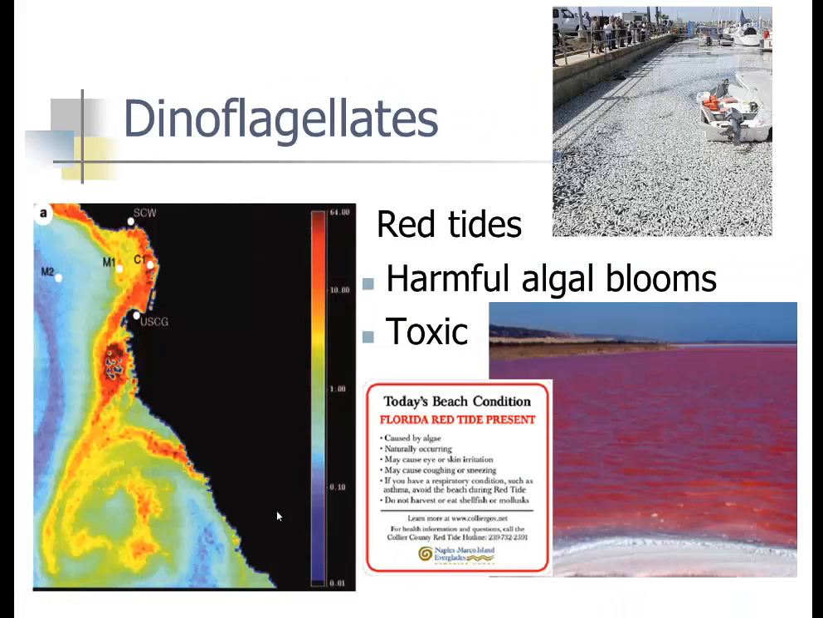And dinoflagellates, these are the things that actually cause that fish kill. They cause red tides. They'll turn the water red. They're harmful algae blooms because they have toxins. You can see them here off the coastline. These are red tides. The darker blacks are the deeper reds, and they can actually give rise to warnings. You can see we actually have a Florida red tide present. Naturally occurring, may cause irritation, coughing and sneezing, respiratory conditions can make those worse. And then don't harvest anything that filters the water like shellfish or mollusks. You probably also don't want to eat the fish.